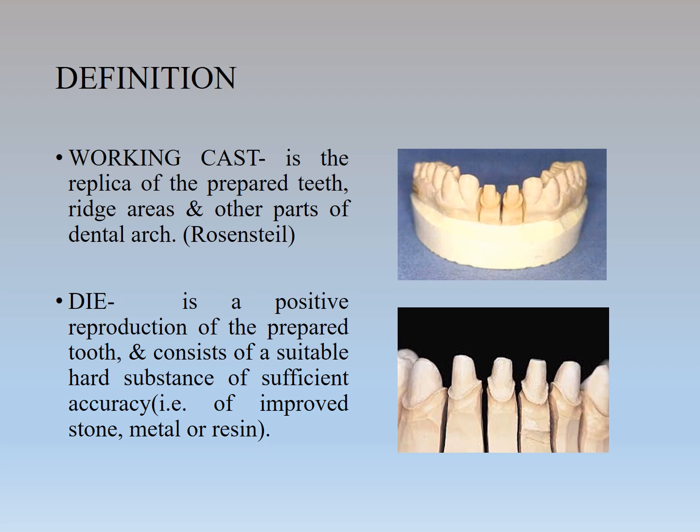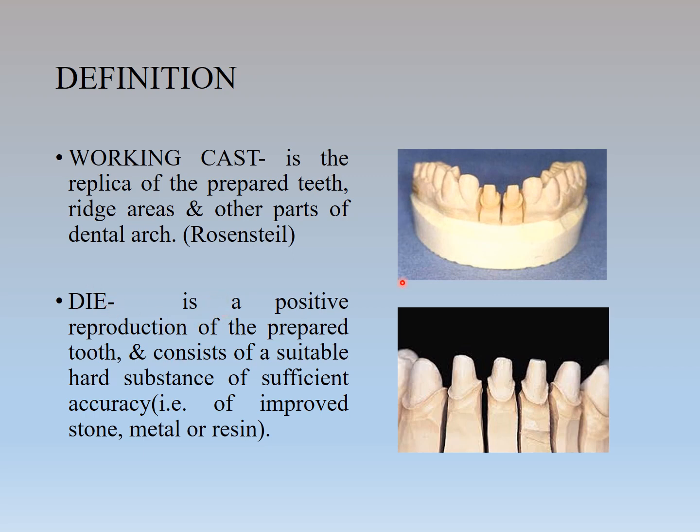Okay, so starting with the definition. Starting with the working cast definition. Okay, so the whole thing is known as a working cast. Okay, and the individual pieces that we cut are known as dies. Okay, so a working cast is the replica of prepared teeth, ridge areas, and other parts of the dental arch. Okay, this definition is according to Rosenstiel. Okay, that is the standard textbook of FPD.